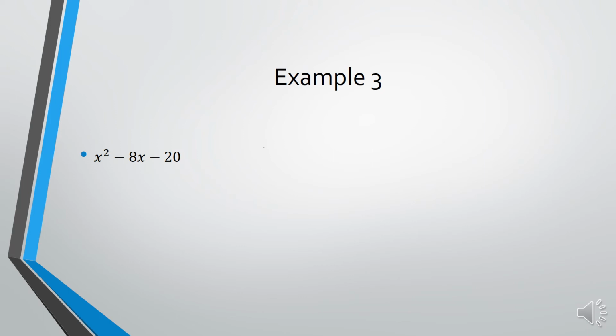Let's do two more here. I want two numbers that multiply to be negative 20, but add up to be negative 8. So think for a second on this one. Multiply to negative 20, add up to negative 8. Think negative 10 and positive 2. So I'll rewrite this as x squared minus 10x plus 2x minus 20.